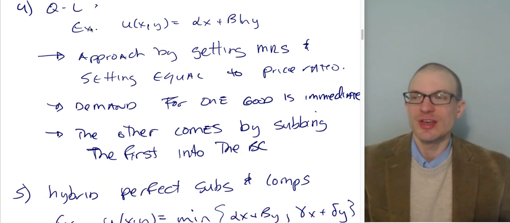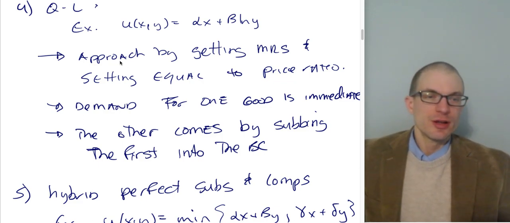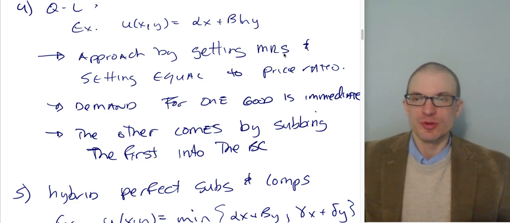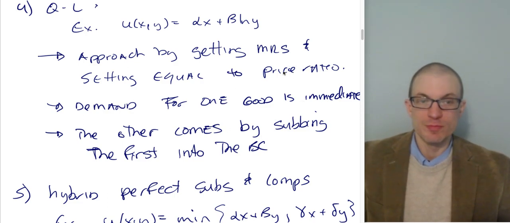And then for quasi-linear preferences, it might look something like this. So you've got some alpha times X plus some beta times log of Y. Here, we're going to try to get the marginal rate of substitution, set it equal to the price ratio. And what ends up happening, what's kind of bizarre about quasi-linear, and this might throw you off initially, is the demand for one of the goods is going to be immediate. It's going to drop out immediately from comparing the MRS to the price ratio. The other one you're going to arrive at by substituting what would be the tangency condition into the budget constraint.